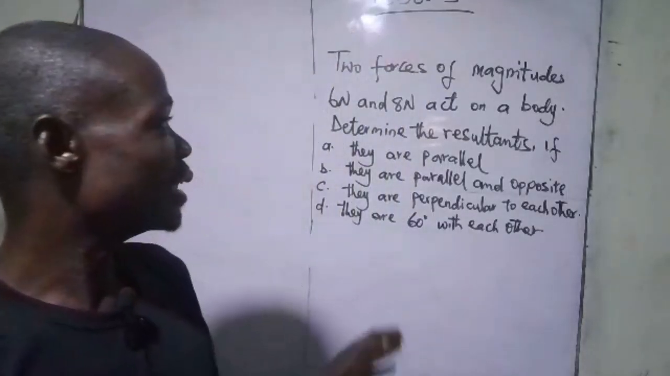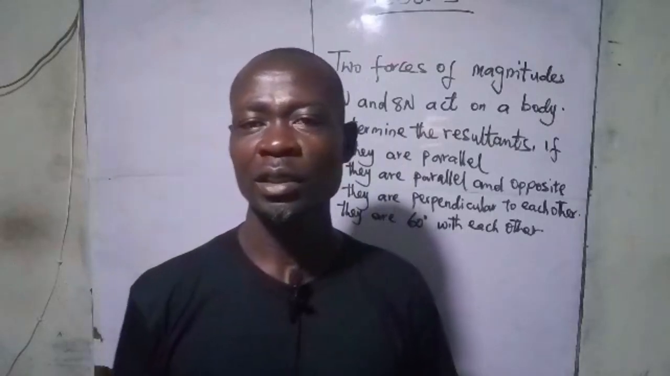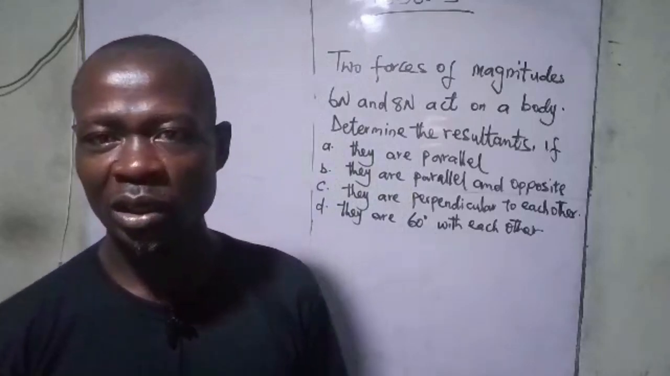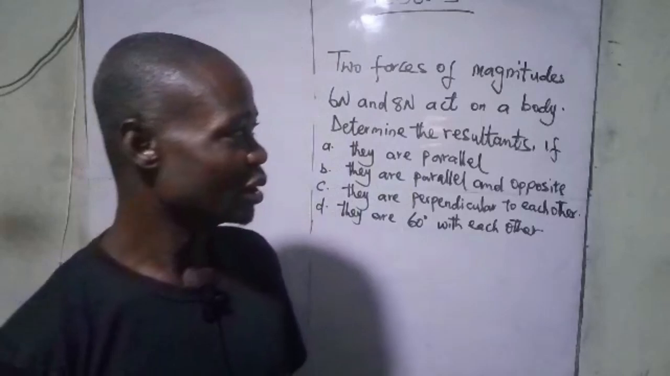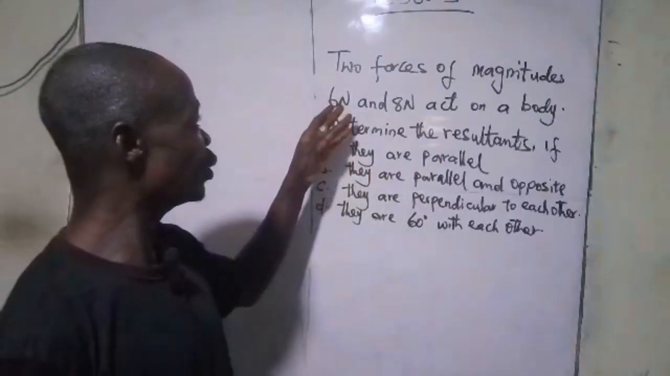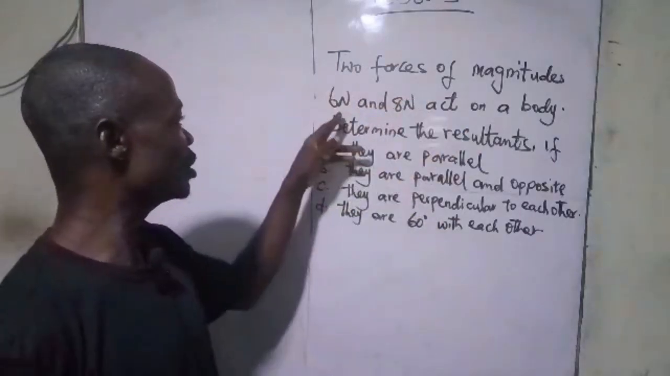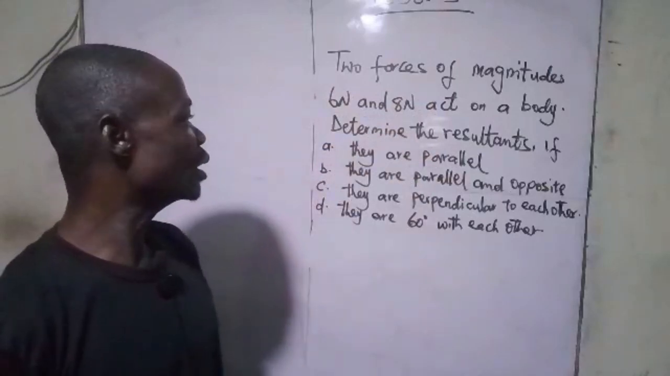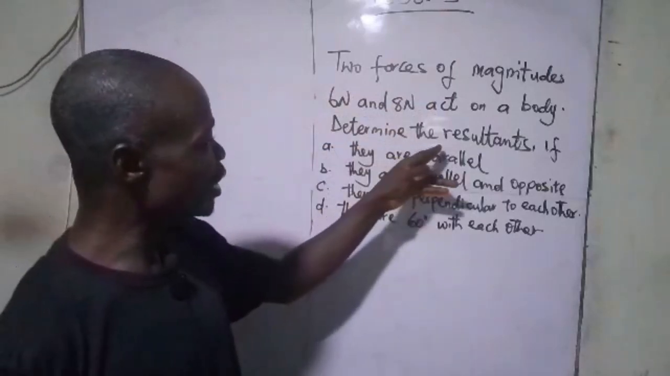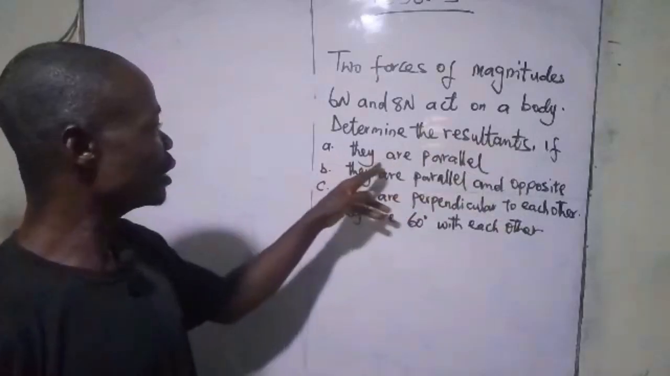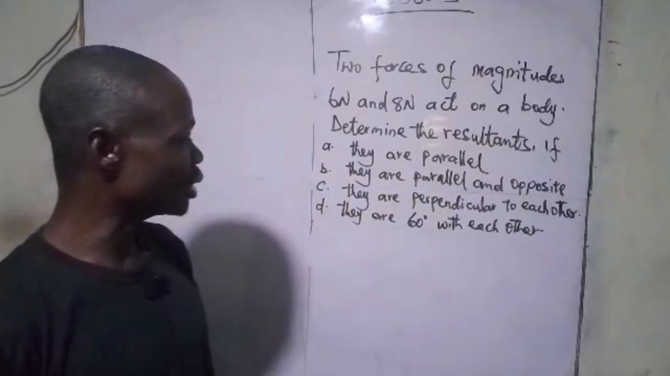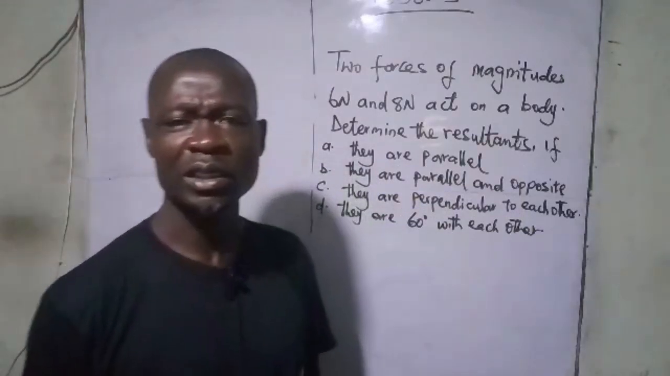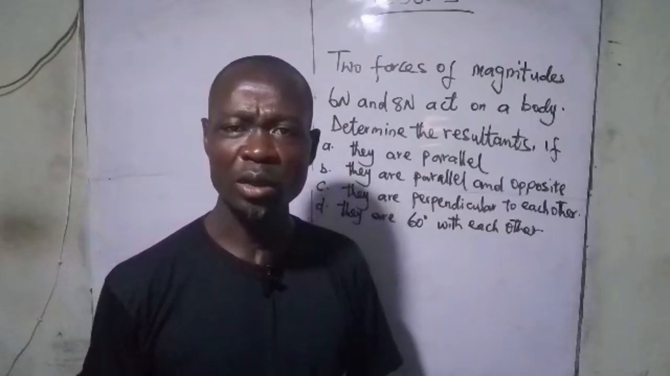So in this example, we are going to look at how we can solve a problem relating to what we have just studied, which is how we can compound two forces acting on a body. If you look at this question, two forces of magnitude 6 Newton and 8 Newton act on a body. We are going to determine the resultants if they act parallel, opposite, perpendicular to each other, as well as at an angle of 60 degrees between them.